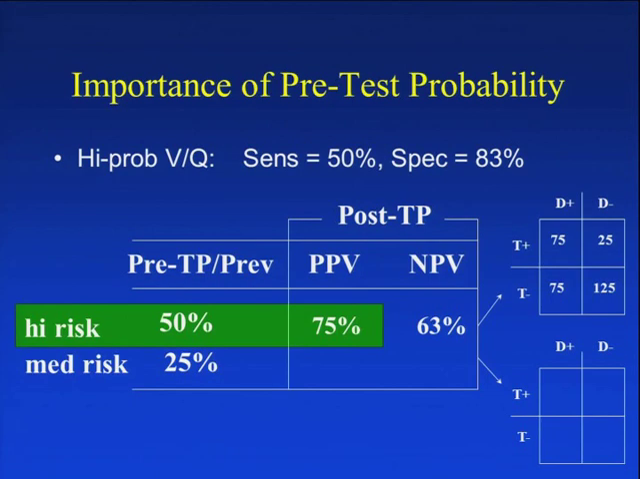So remember we talked about high risk being 50% and it went to 75 and 63%? That happened here with this 2x2 table. What I'm going to ask you to do is, if you change the probability, conduct a hypothetical new study. In your hypothetical new study, your prevalence is now 25% because that's your new pretest probability.